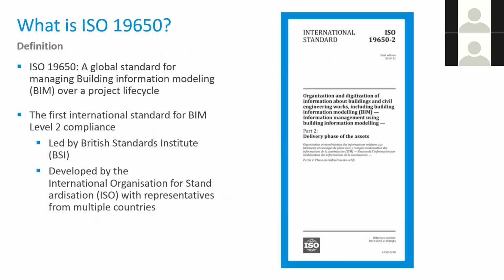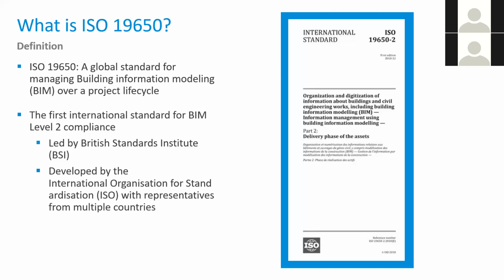So what is ISO 19650? It's a global standard for managing building information modeling over a project lifecycle. It's the first international standard for BIM level 2 compliance, led by BSI, the British Standards Institution. Your company may have access to the ISO 19650 document already. It is purchasable from the BSI website, just keep that in mind. I'm not sure of the cost, but you do need to purchase it if you don't have access to it. It's made up of part 1 and part 2.